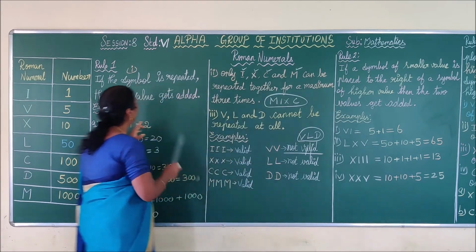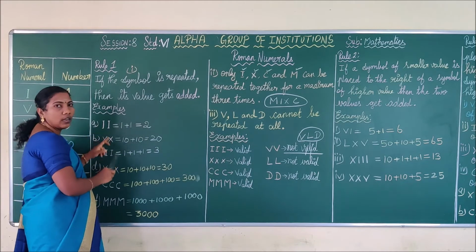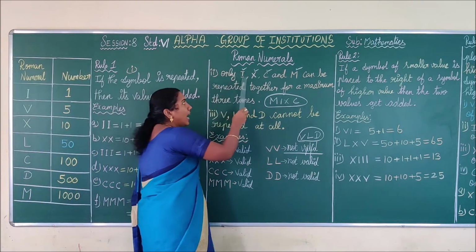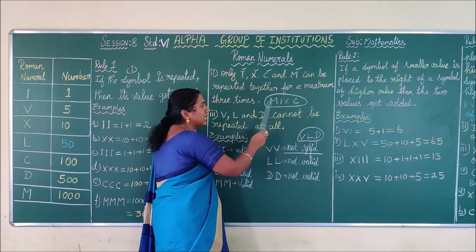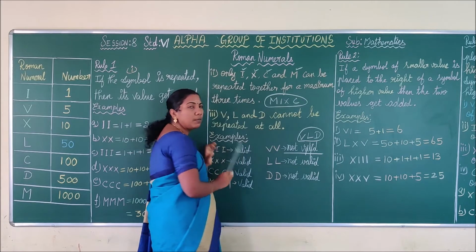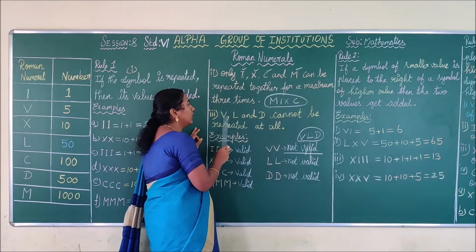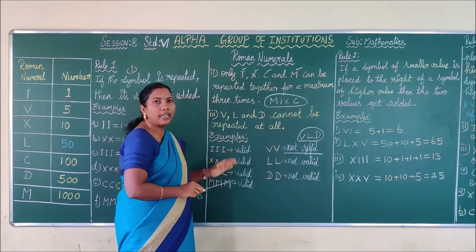So what is rule 1? If the symbols are repeated, the values are added. What is the second rule? That is I, X, C, M. Remember it by mixing. That is M, I, X, C. These symbols can be repeated together up to 3 times. And what is the third rule? V, L and D cannot be repeated at all.